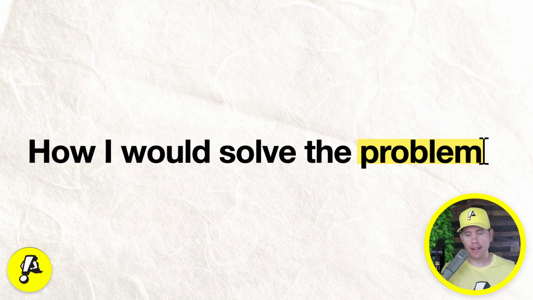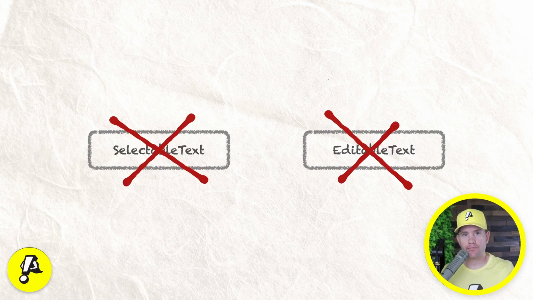Now, that said, that's why we have the problem that we have. How would I solve the problem if I were going to solve it? The first thing I would do is get rid of selectable text and editable text. Now, when I say get rid of them, I don't literally mean delete them from the framework. They are used by almost every app in existence. So they need to be supported, they need to be maintained. But what I mean is going forward, these would not be the basis for anything that I would do.